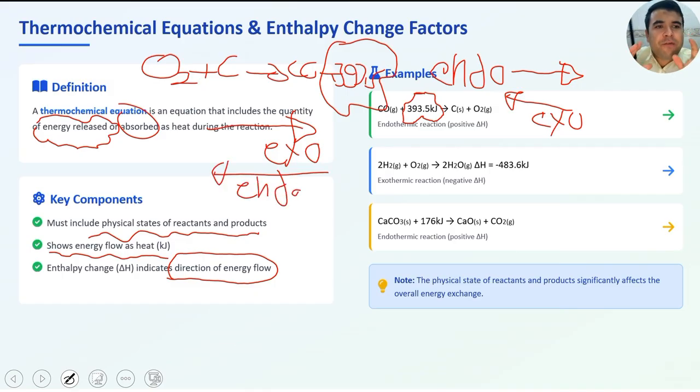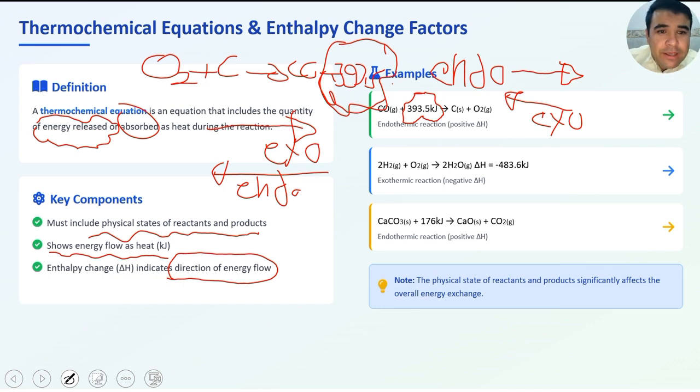So simply, this is the first way. If the energy is written within the equation in the reactant, its forward is endo. If the energy is written in the product, the reverse is endo and the forward is exo. So when the energy is written in the reactant, the forward is endo. But if the energy is written in the product, the forward is exo and the reverse is endo.